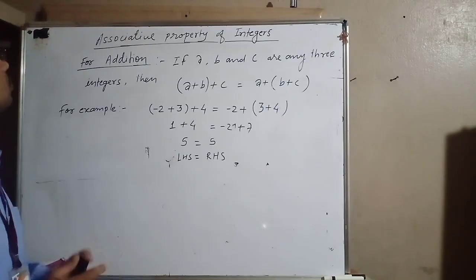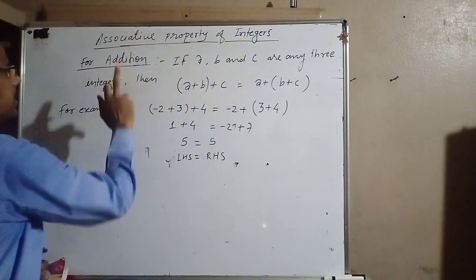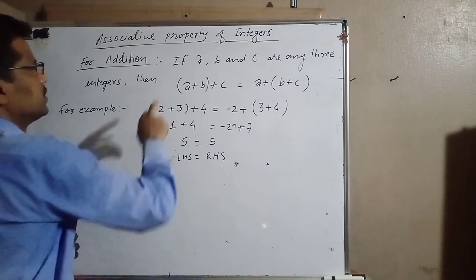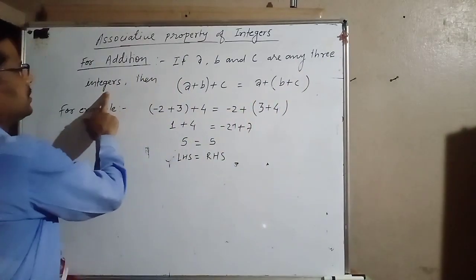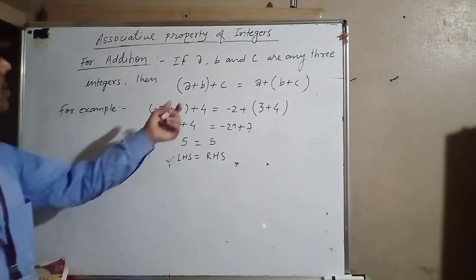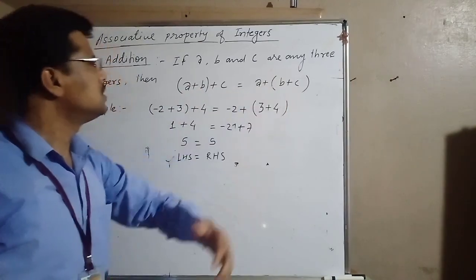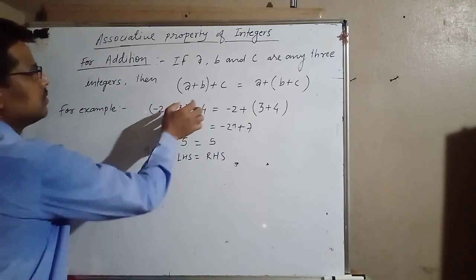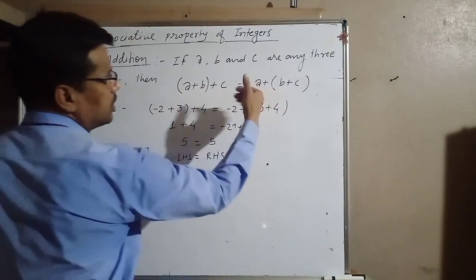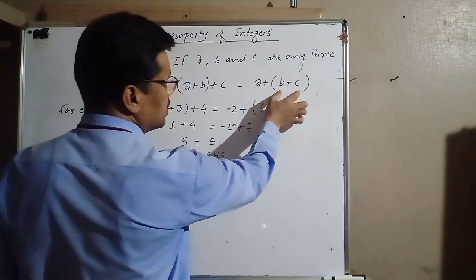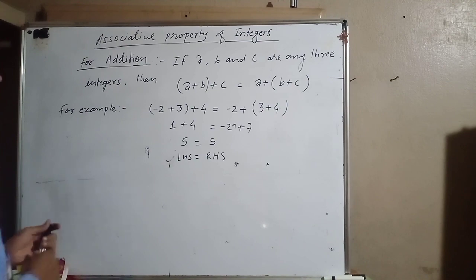Got it? Now we will learn the associative property of integers for addition. We take three numbers, three integers. If A, B and C are any three integers, then the sum of A and B, plus C, is equal to A plus the sum of B and C. What does it mean? We are making the group of A and B on this side, and on this side we are making the group of B and C. Okay.